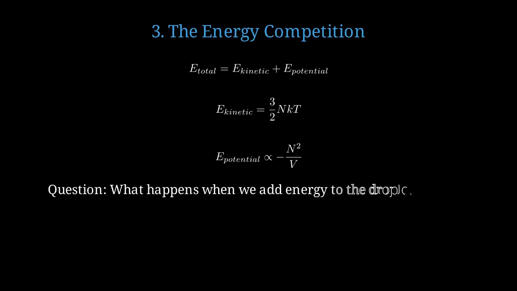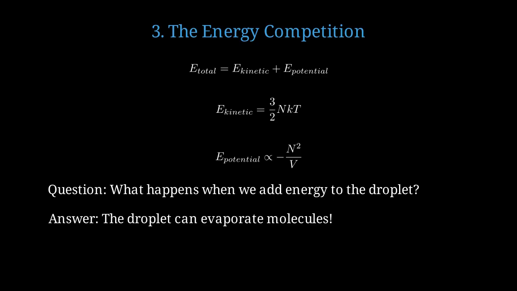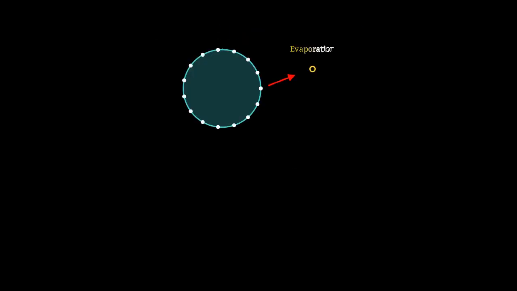Here's a crucial question. What happens when we add energy to a small droplet? The answer is that the droplet can evaporate molecules. This is the key to understanding negative heat capacity. When heat is added, molecules with the highest kinetic energy escape. This removes hot molecules and leaves behind cooler ones, decreasing the average temperature.